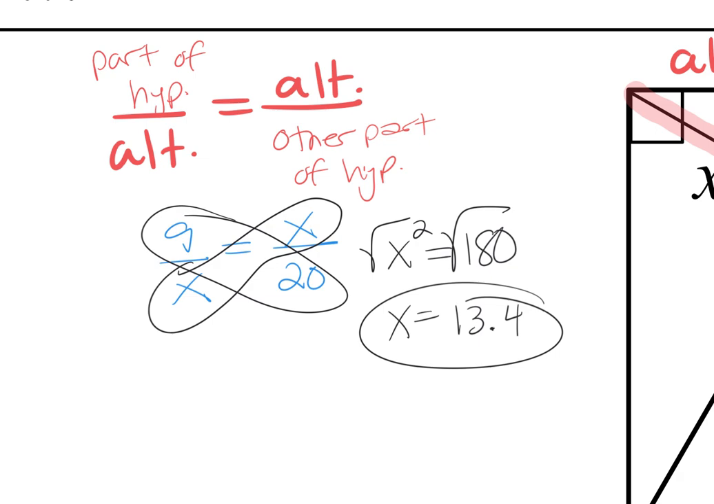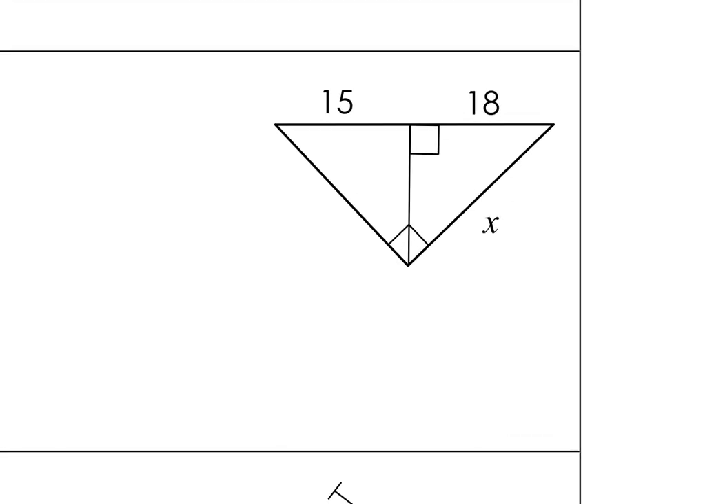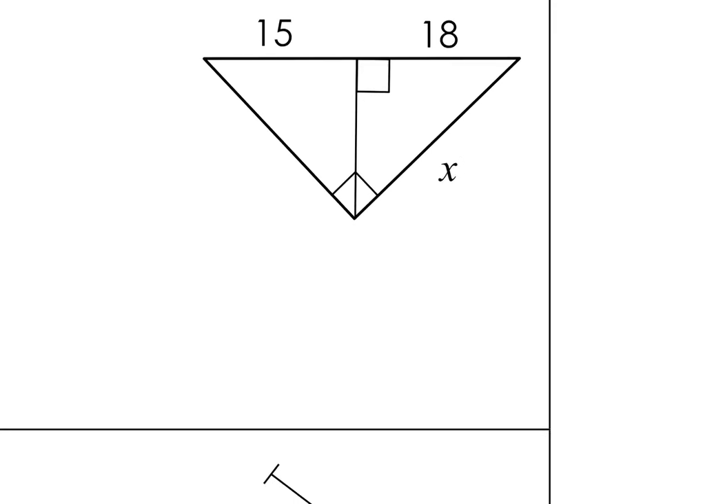Let's take a look at the next question. So when I go to number 21, I have to look at the figure. Guys, this is my altitude right here. First off, there's no variable on it. I don't need to find it. Secondly, they're not even giving me the measurement of the altitude. So in my mind, I'm like, altitude is out. I don't need to even pay attention to that.